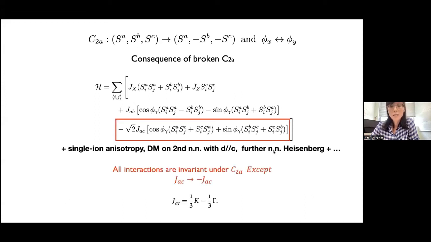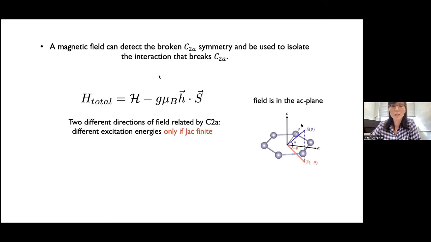And in fact, I found it interesting enough that the only term that breaks the C2A is going to be this JAC. All of the other terms are just invariant under the C2A except the JAC. In fact, the JAC has to change sign under the C2A. That's why this Hamiltonian reflects the broken C2A of the underlying lattice. And JAC is a combination of Kitaev and gamma. And then what we propose is basically that a magnetic field that can detect broken C2A can be used to isolate this interaction called JAC. So here is the Hamiltonian under the magnetic field. I'm going to apply the magnetic field. The field is in the AC plane.